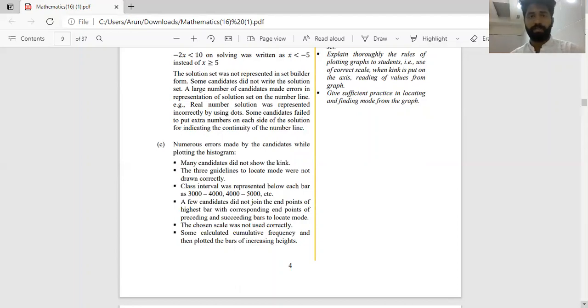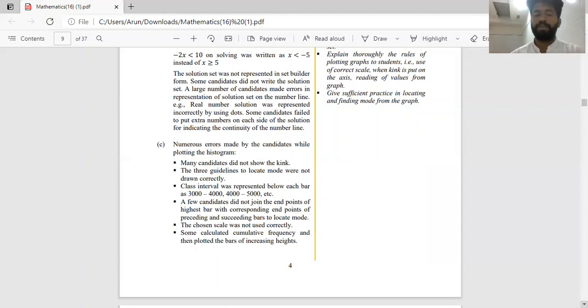That is not how you're supposed to represent 3000, 4000, 5000 with no bar hyphen in between. And then you make your bars accordingly in that. A few candidates did not join the endpoints of the highest bar with the corresponding endpoints of the preceding and succeeding bars to locate the mode, which is the basic concept of locating a mode. So you need to know the concept to actually be able to solve this.